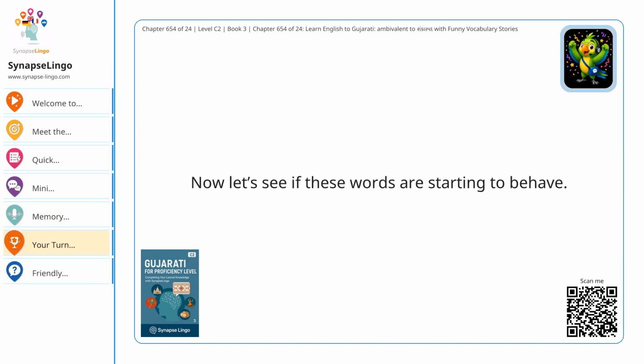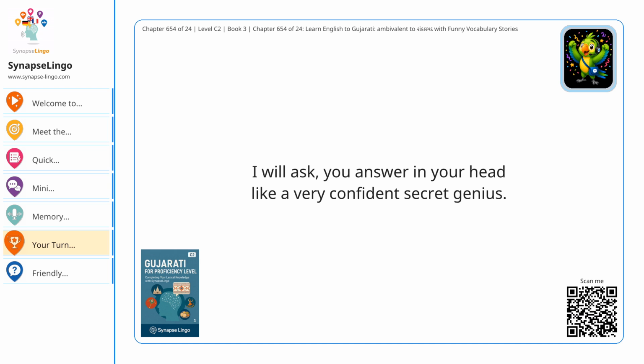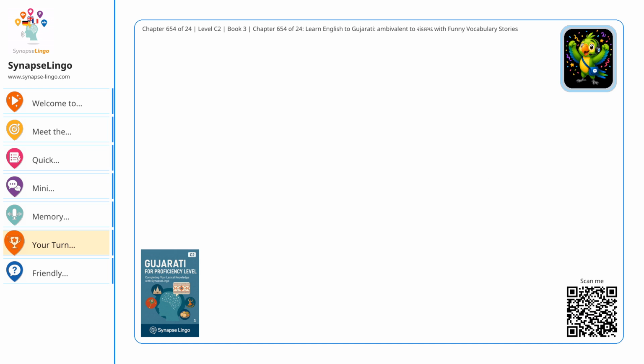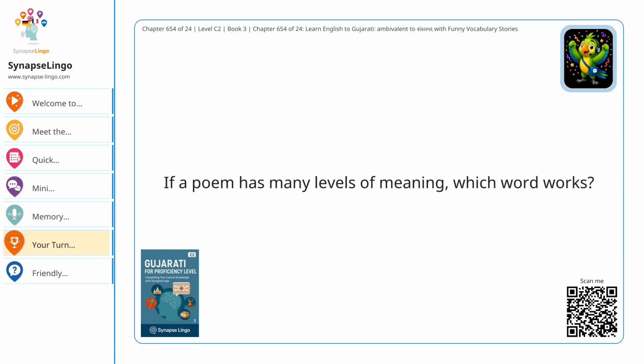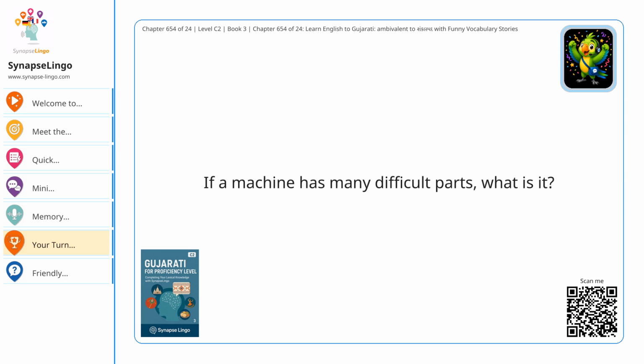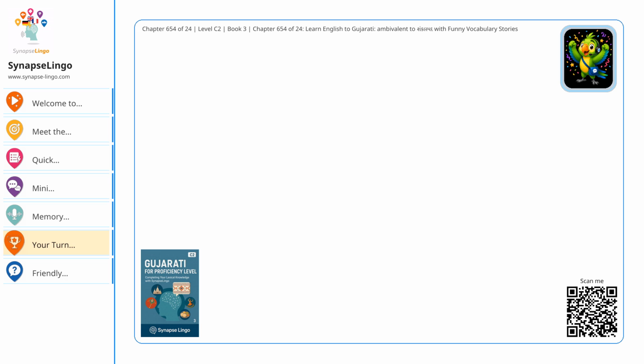Your turn challenge. Now let's see if these words are starting to behave. I will ask, you answer in your head like a very confident secret genius. If you feel both yes and no at the same time, which Gujarati word fits? द्विधाग्रस्त. If a poem has many levels of meaning, which word works? बहुपड़ीयू. If a machine has many difficult parts, what is it? जटिल. If a statement sounds impossible but meaningful, what is it called? विरोधाभास.